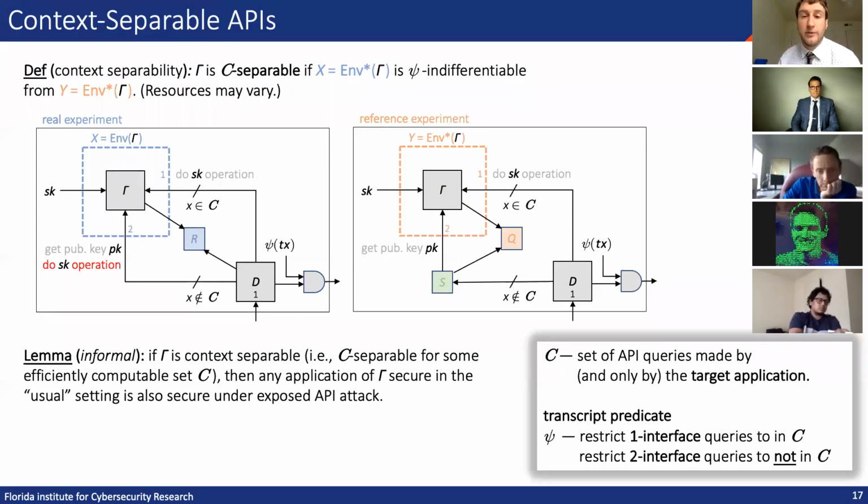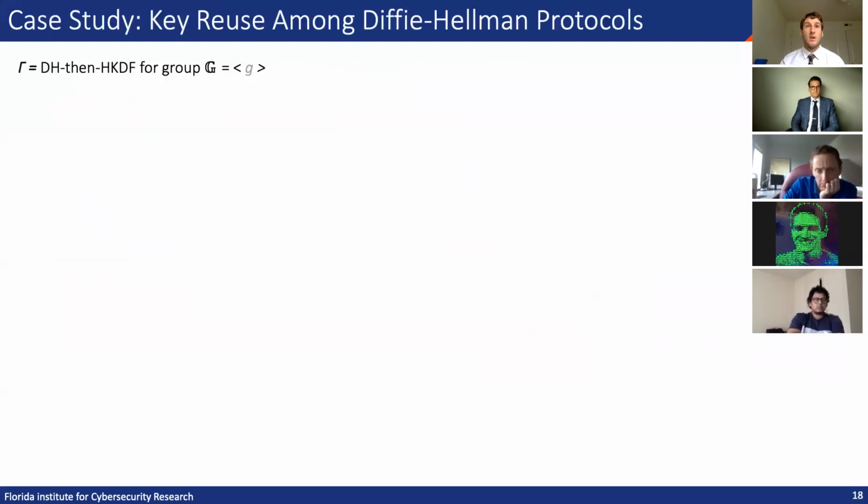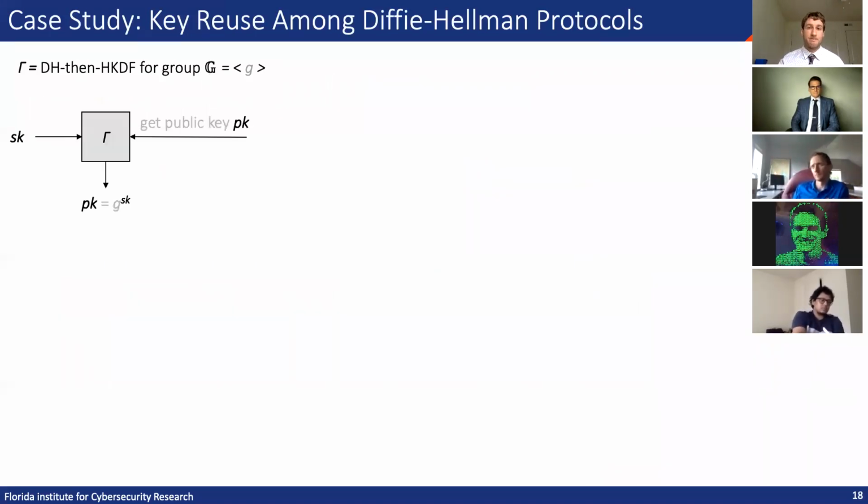So let me quickly go through one of the case studies I considered in my dissertation. A variety of authenticated key exchange protocols have in common the following core operation, which I'm going to call DH then HKDF. In these protocols, the public key of each authenticated party is a point in a finite cyclic group, and their secret is that point's discrete logarithm. So a party's public key is G to the SK, where G is the group generator and SK is the party's secret key.